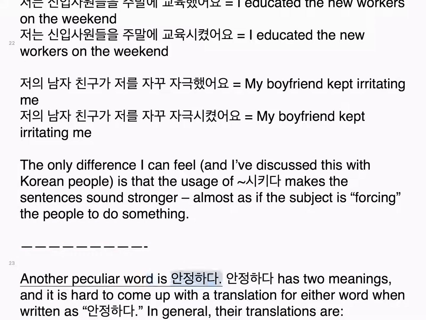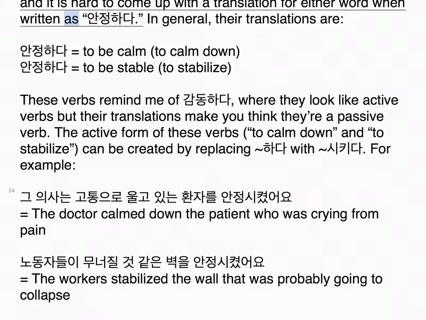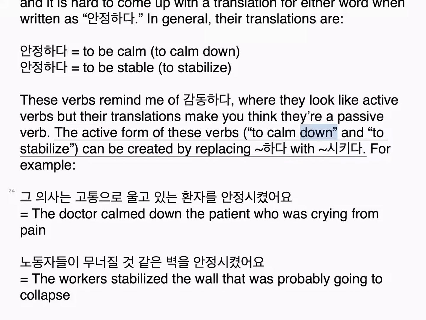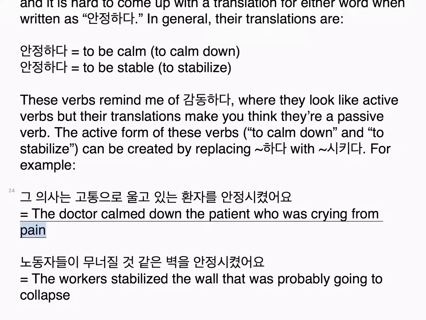Another peculiar word is 안정하다. 안정하다 has two meanings, and it is hard to come up with a translation for either when written as 안정하다. In general, their translations are: 안정하다, to be calm, to calm down; 안정하다, to be stable, to stabilize. These verbs remind me of 감동하다, where they look like active verbs but their translations make you think they are passive verbs. The active form of these verbs, to calm down and to stabilize, can be created by replacing 하다 with 시키다. For example, 그 의사는 고통으로 울고 있는 환자를 안정시켰어요. The doctor calmed down the patient who was crying from pain. 노동자들이 무너질 것 같은 벽을 안정시켰어요. The workers stabilized the wall that was probably going to collapse.